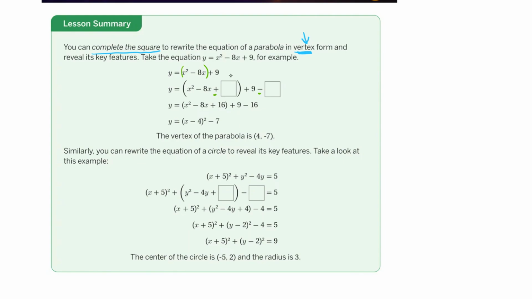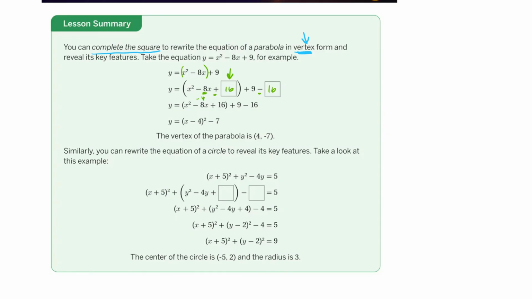So the nice part about this number in the box here is it's always half of this number squared. So in this case, half of negative 8 is negative 4. And if I square that, I get positive 16. Whatever goes in that first box is also going to go in that second box, which is 16. Again, because I'm adding 16, I'm also going to be subtracting it somewhere else.